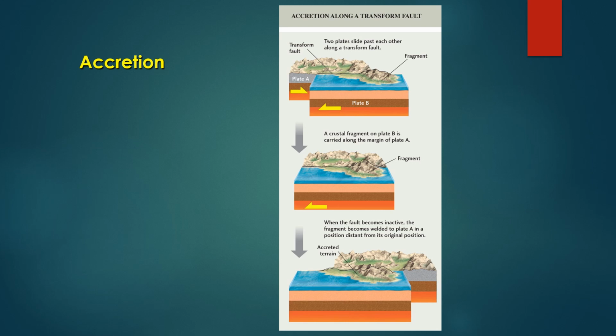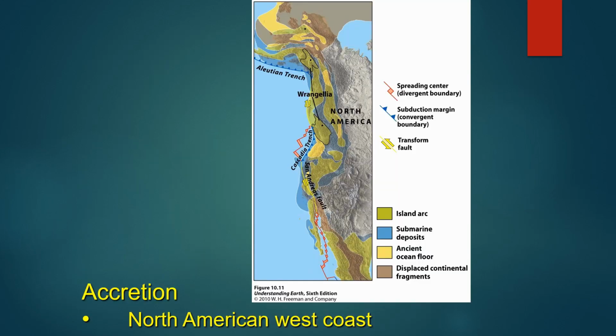The major characteristic of the accreted terranes is that the origin, age, and lithology of the accreted terranes are different from the continent that they collided with. A good example is the west coast of the United States. The areas shaded with yellowish and blue colors are the pieces of accreted terranes.